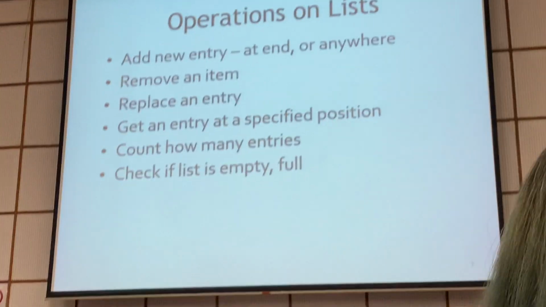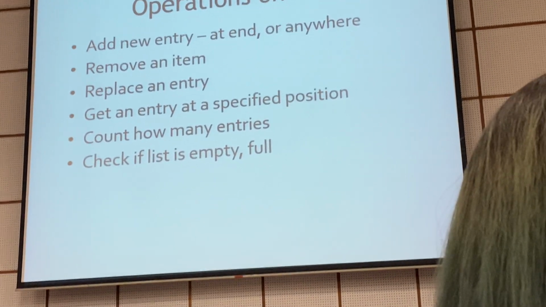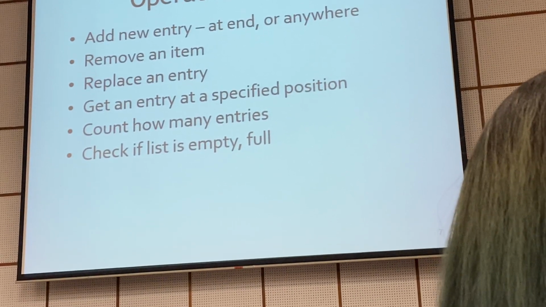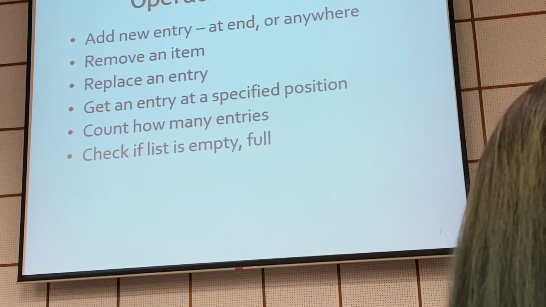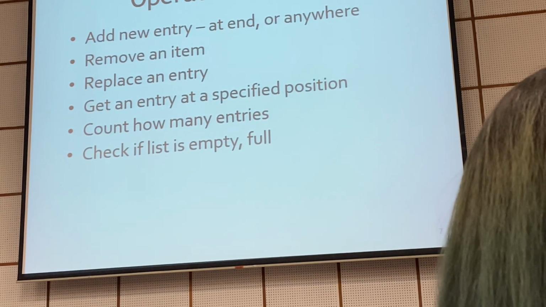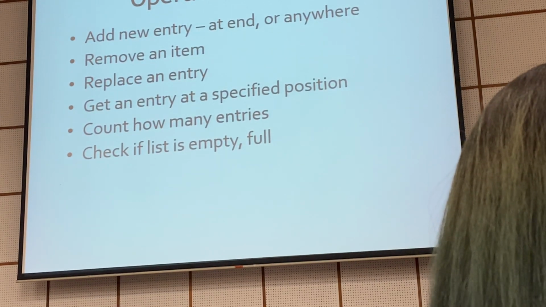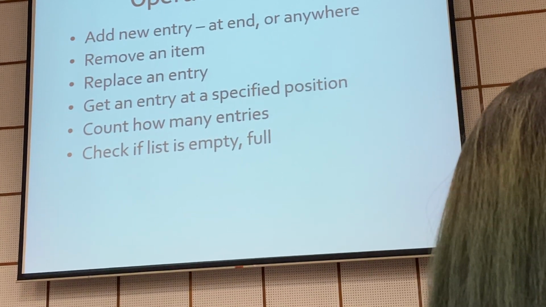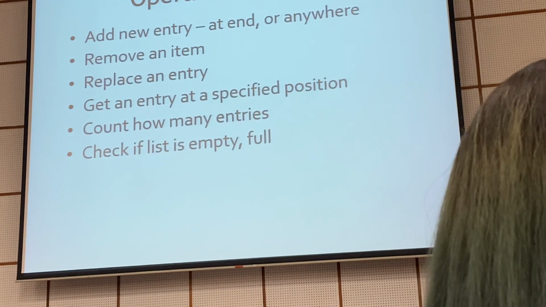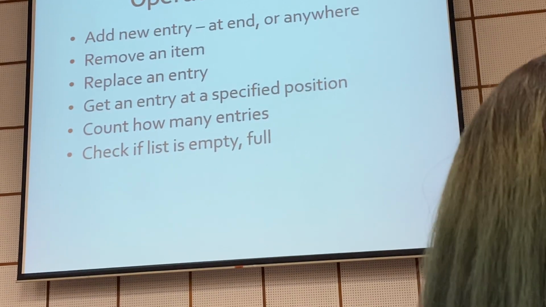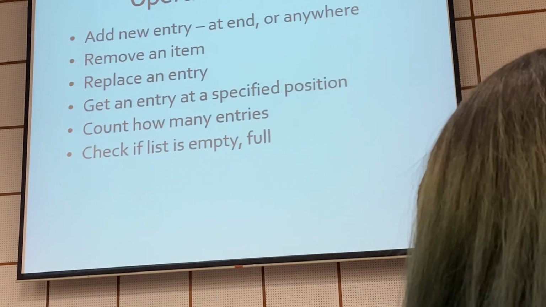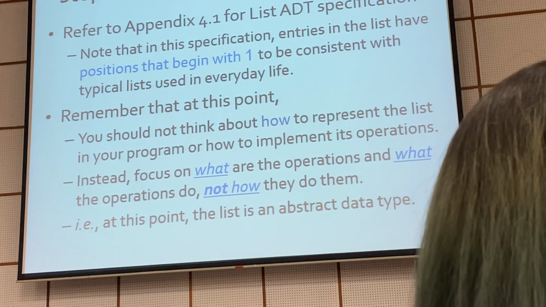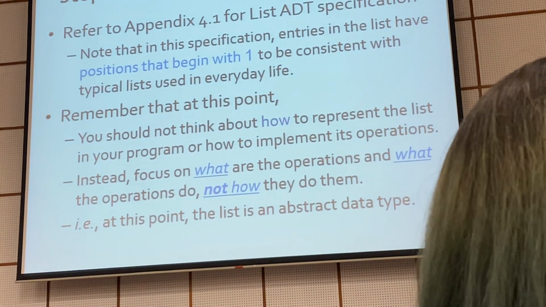So the basic operations you can perform on a list are to add and to remove. Add means we can add at the end, or you can add anywhere. You can remove an item, you can replace an entry, you can get an entry at a specific position, you can count how many entries, and you can check if a list is full or empty. So these are some of the basic operations. Now, let's take a look at how to write your ADT list.